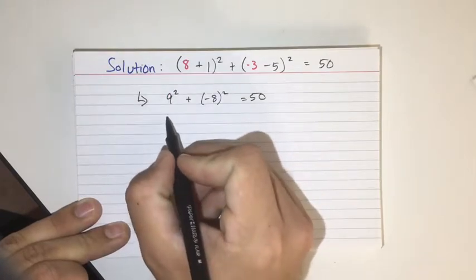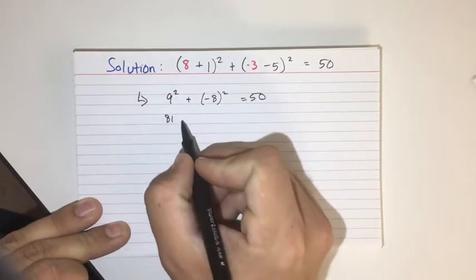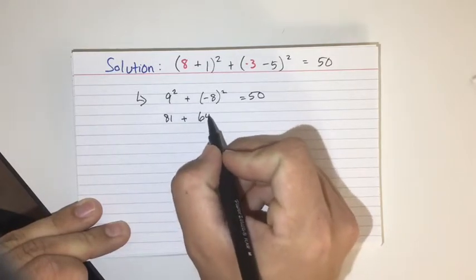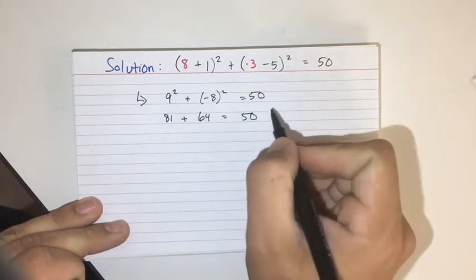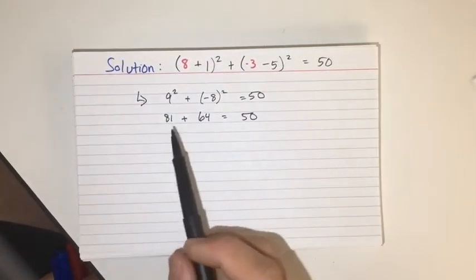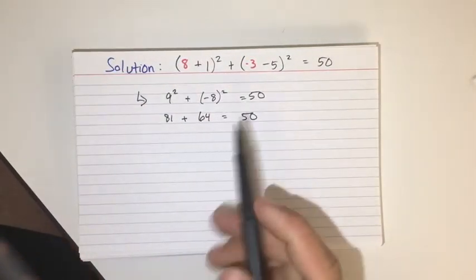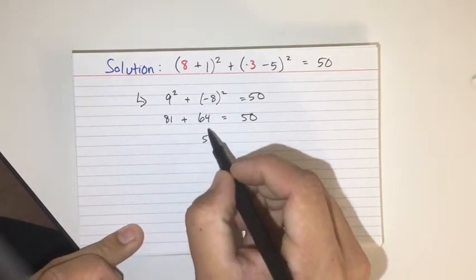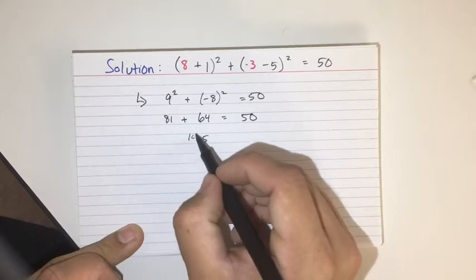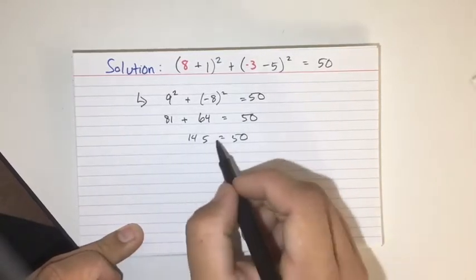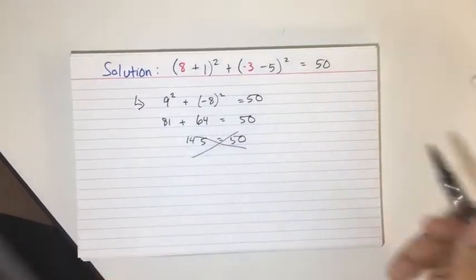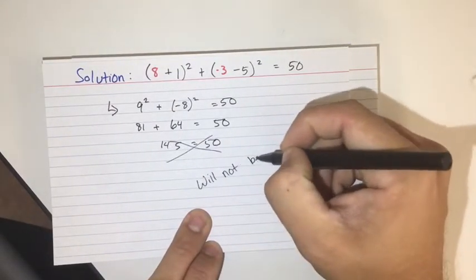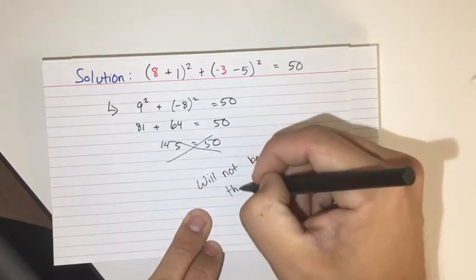This is going to be 9 squared is 81, because it's 9 times 9. And negative 8 squared is going to be 64. All right, so you can clearly see, if we add these up, it would be 145. So this point will not be on the circle.